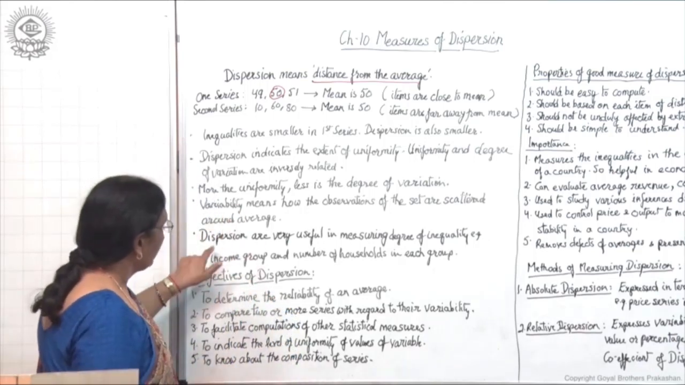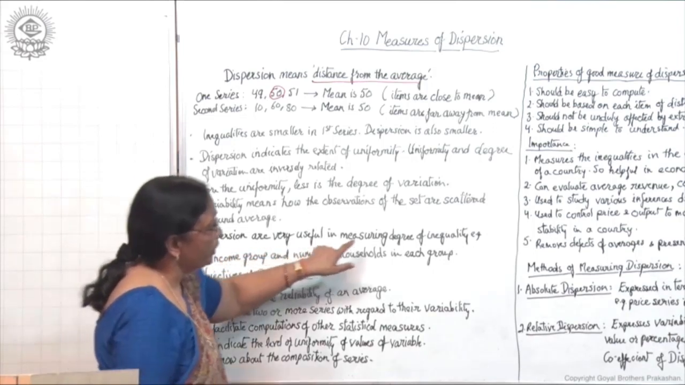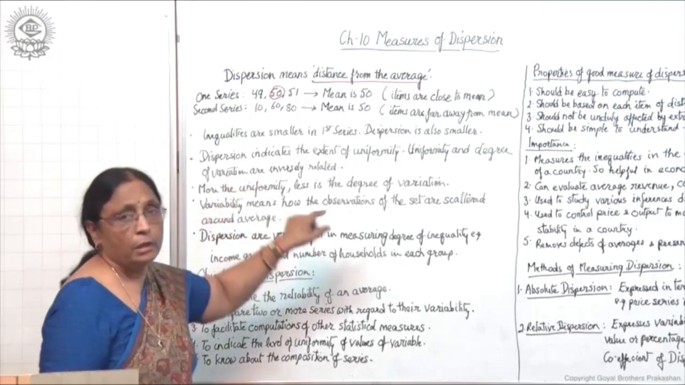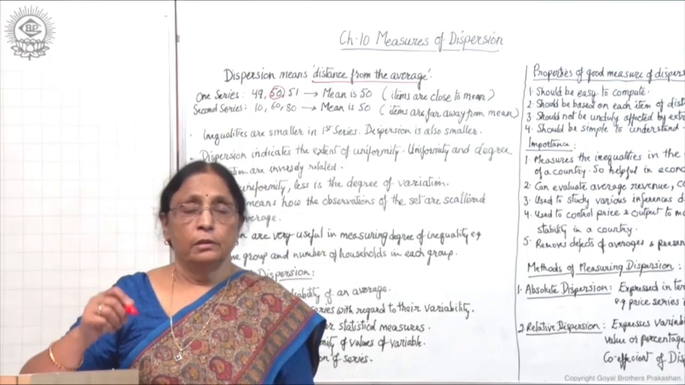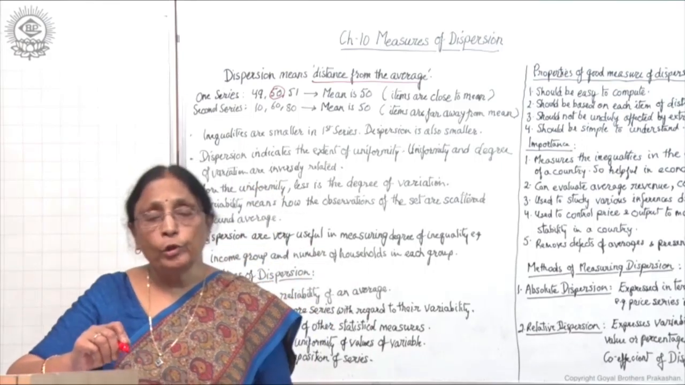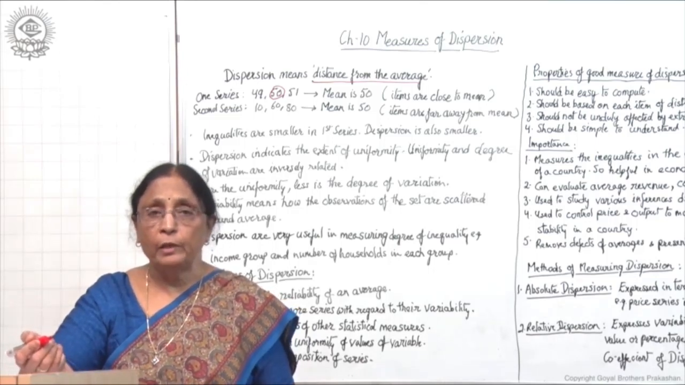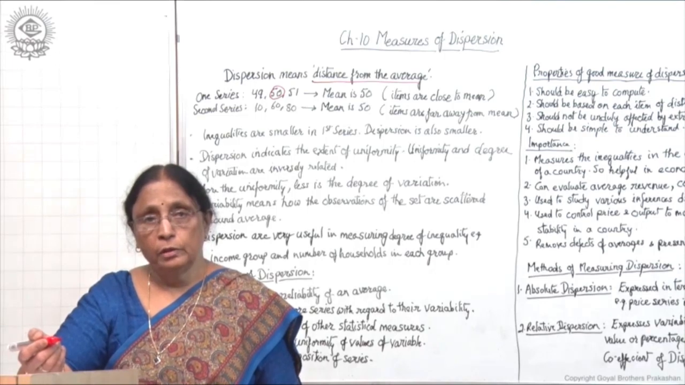So, this way dispersion is very useful in measuring the degree of inequality. Because of all this, you can say that the degree of inequality or the degree of variability we can measure with the help of dispersion.